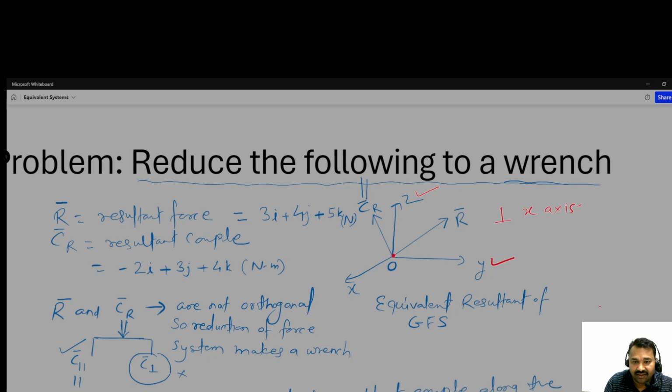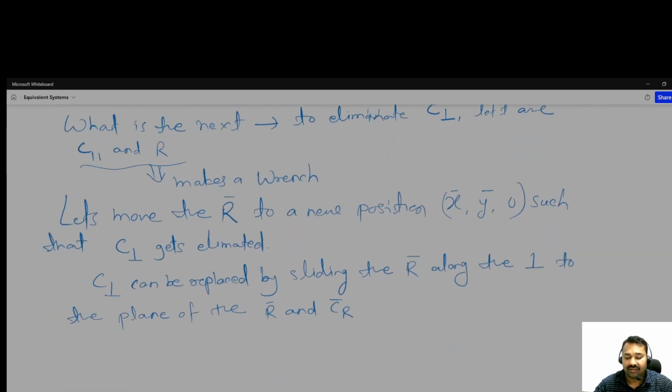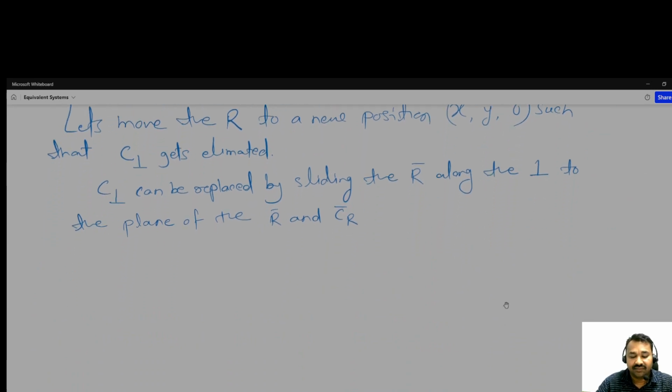X and Z. Okay, so which will be its perpendicular? The perpendicular of the CR plane will be the Y axis. That's why here only the X and the Y coordinates are given and the Z is 0. Okay, so what is the next step?